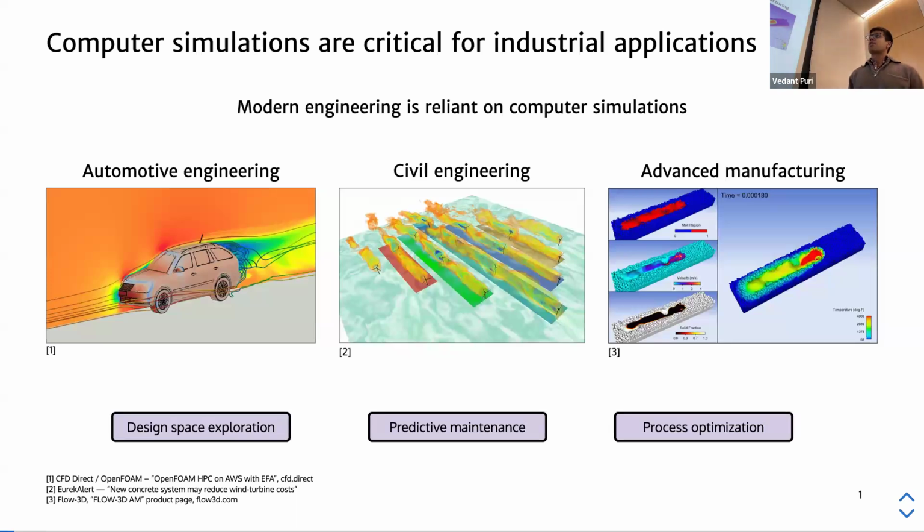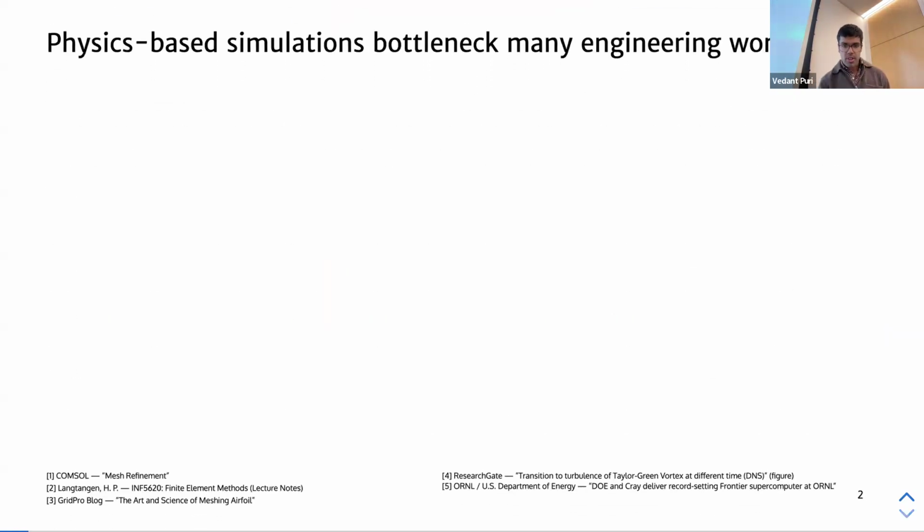All right, so let me motivate this talk by first discussing the utility of computer simulations in engineering. Across multiple different domains such as automotive engineering and civil engineering, we use computer simulations to resolve multi-scale phenomena such as turbulence. And across domains like additive manufacturing, we use simulations to resolve phenomena such as the complex multi-scale and multi-physics melt pool behavior in metal additive manufacturing. And across all of these domains, we use computer simulations to support design space exploration, predictive maintenance, and process optimization.